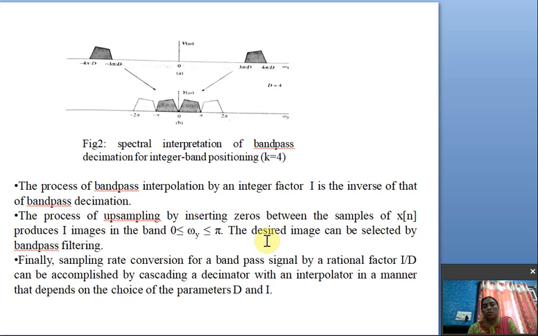Now the process of bandpass interpolation by an integer factor I is the inverse of this bandpass decimation. The process of upsampling by inserting zeros between the samples of x of n produces I images in the band 0 to pi. The desired image can be selected by bandpass filtering. Finally, sampling rate conversion for a bandpass signal by a rational factor I by d can be accomplished by cascading a decimator with an interpolator in a manner that depends on the choice of parameters d and I.